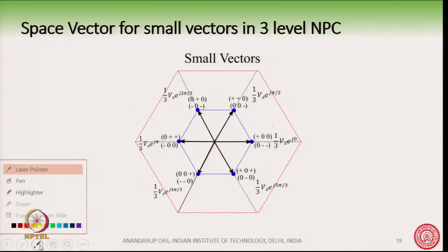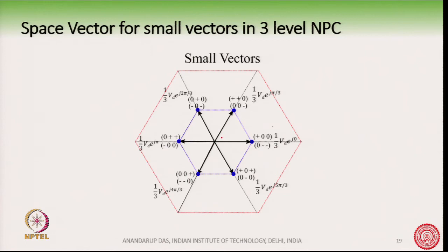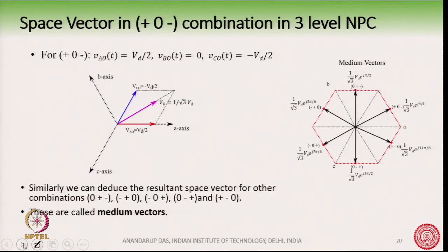So, 0 means what will be the 0 here? 0 means this will be plus plus plus, 0 0 0 or minus minus minus. So, these vectors are here. These are the smallest 3 zero vectors, and then you have the 6 small vectors here. Now, let us take some other combination by which we will be able to reach the outer hexagon. So, let us take a combination, say plus 0 minus.